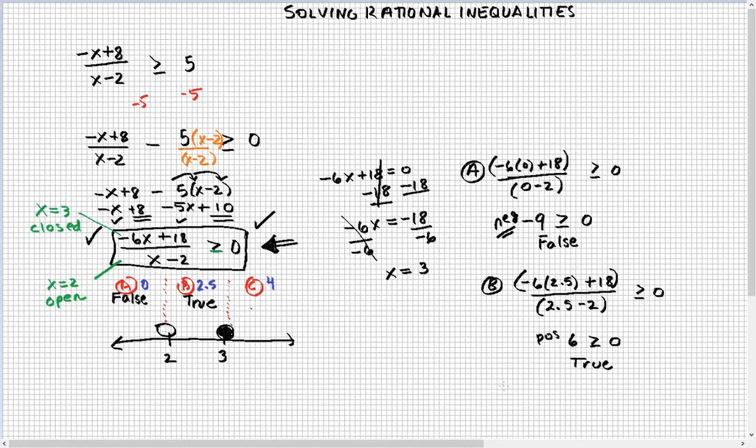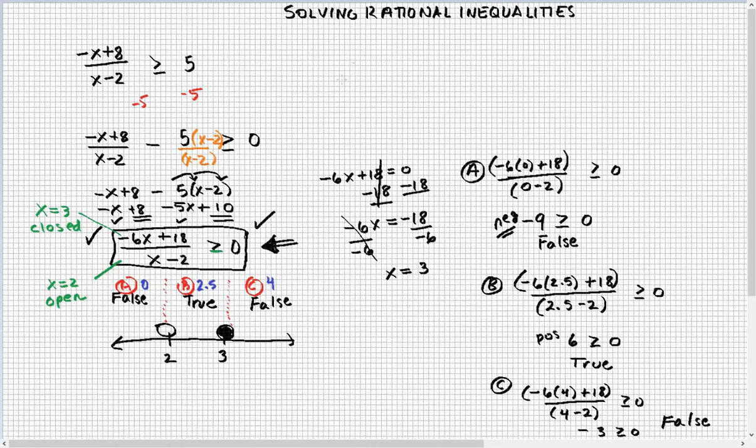Now I'm going to test region C. For region C, I picked the number 4. I'm going to plug it into this. So I have -6 times 4. Once again, you should be pausing the video at this point, typing in your calculator to see what you get. And don't forget to put parentheses here and here. All right, I get a -3. And is a -3 greater than or equal to 0? No, a negative number can never be bigger than 0, so this is false. So region C is false.